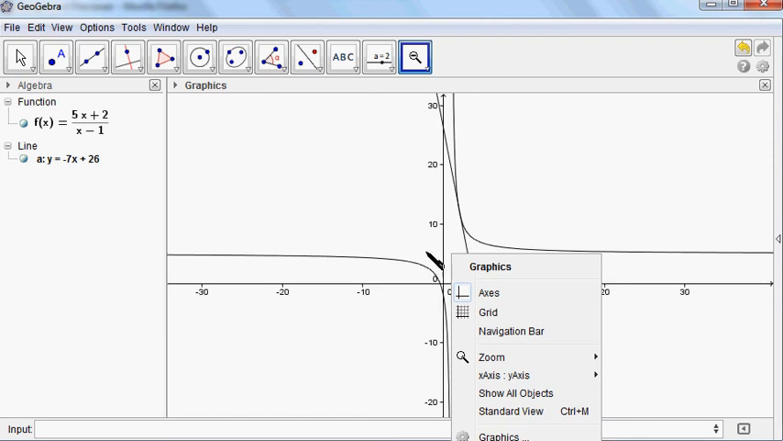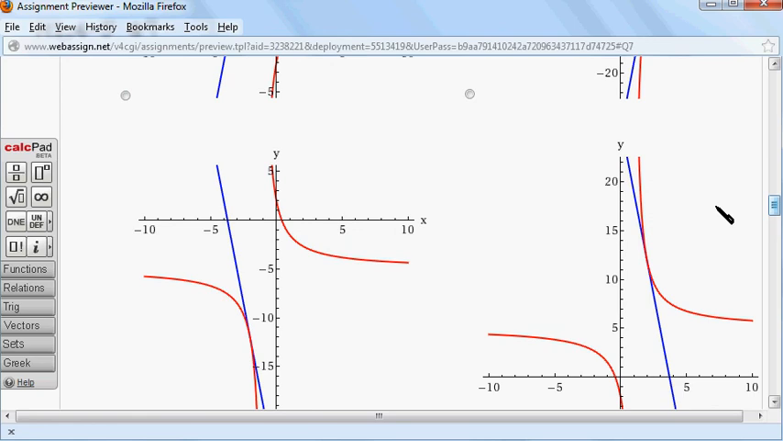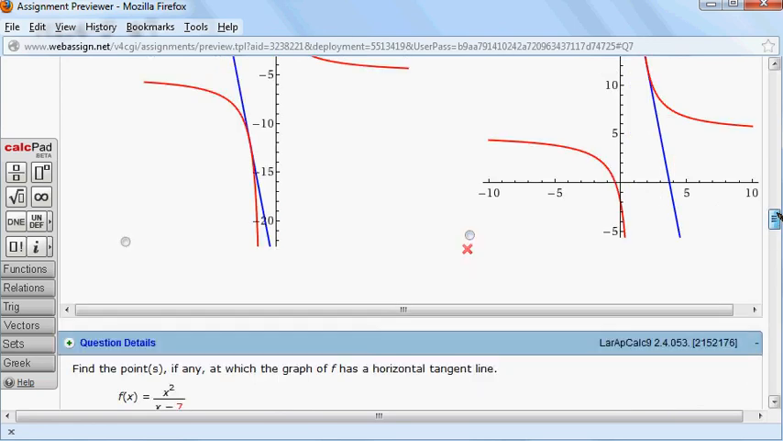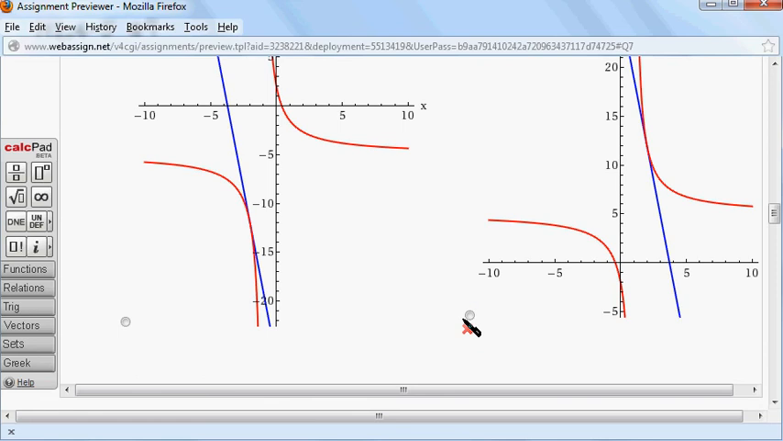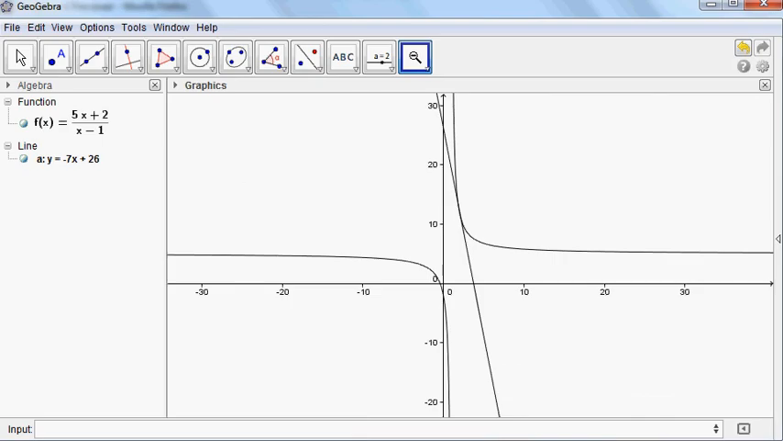Let's see which one has this picture. Not this one. It didn't look like that one either. Not there. And here, this is probably the one. So we choose that one. Let's double check. Did it look like this? Yep, so that's the one.